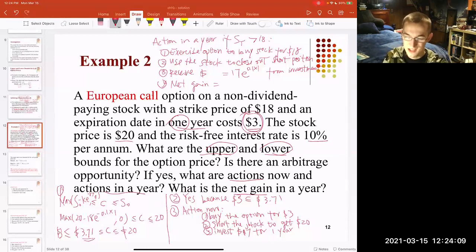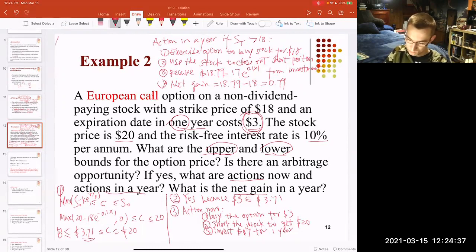It's $18.78, Professor. Yes, that's correct. Good, thanks. So 18.79. So the money you receive is 18.79. The money you pay is $18 to buy the stock. So the difference is 0.78. That's your net gain if the stock price is higher, okay?